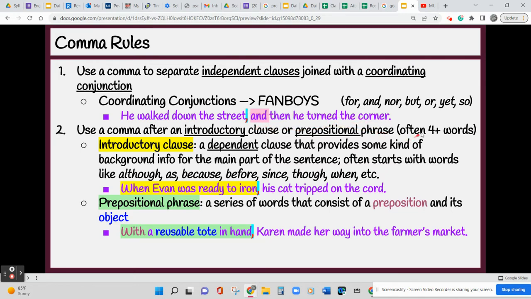Can that be a sentence on its own? And then he turned the corner. Or would it be this one? He walked down the street. This seems like it's an independent clause, because if we were to put a period right here, this would be a complete sentence, whereas this would not. Remember, we do not start our sentences with and.